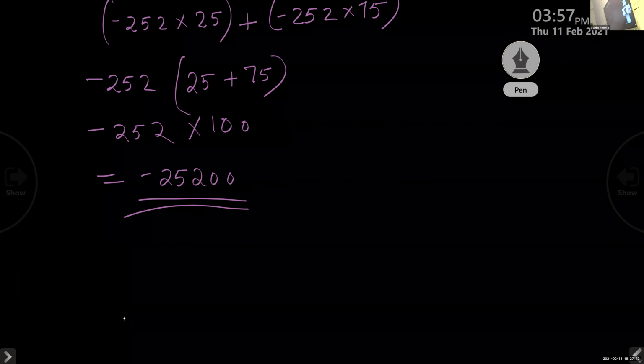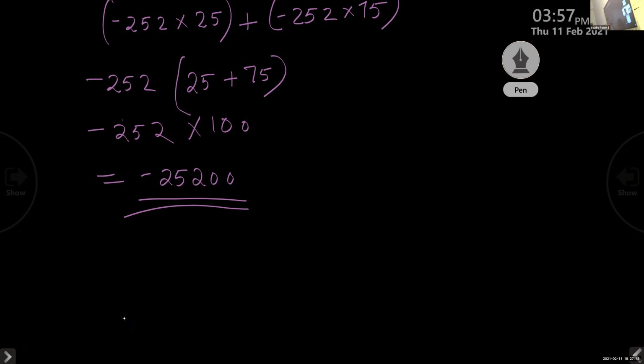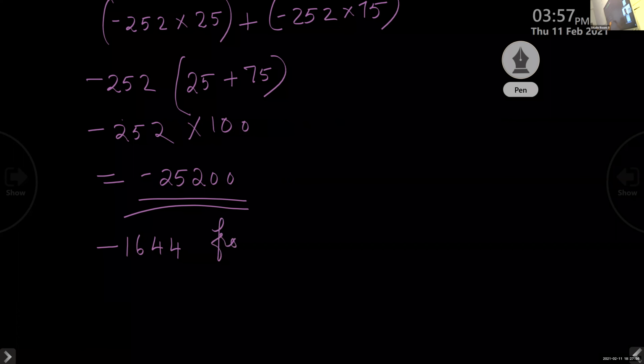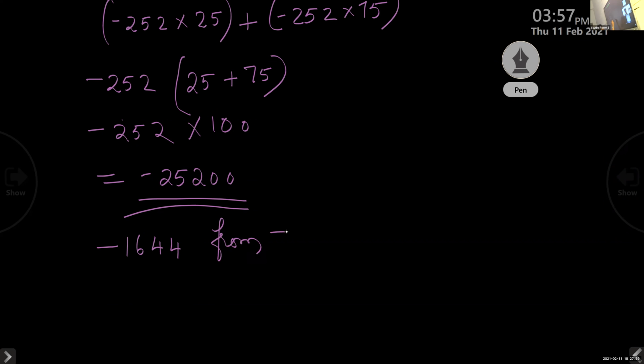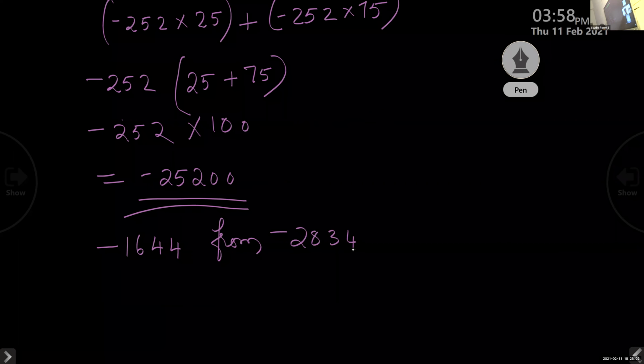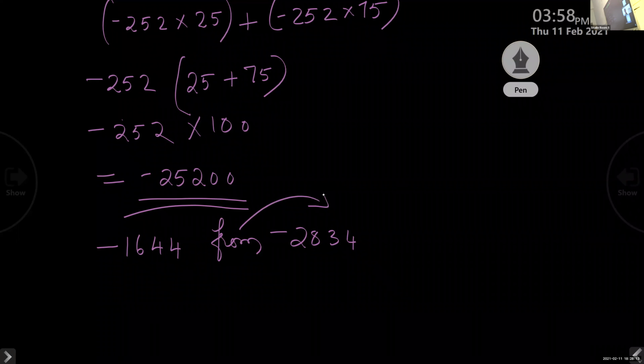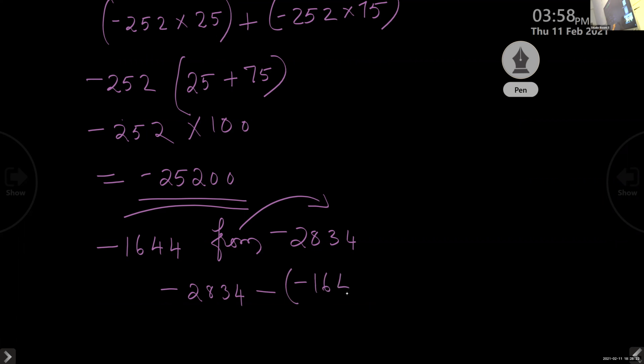Next one, it is subtract negative 1644, that is 1644, from negative 2,834. So what we have to do, which one will we write first? From what we are subtracting, that we will write first. So negative 2,834 minus 1644.